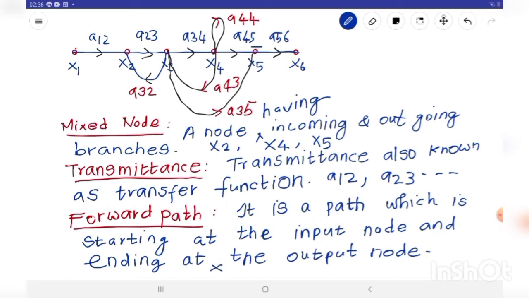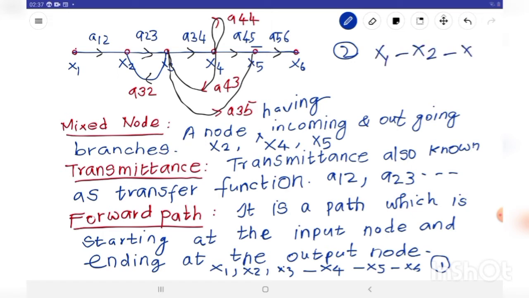One is x1, x2, x3, x4, x5 and x6. This is one of the forward paths. What is the second forward path? x1, x2, x3, x5, x6. That is the second forward path.